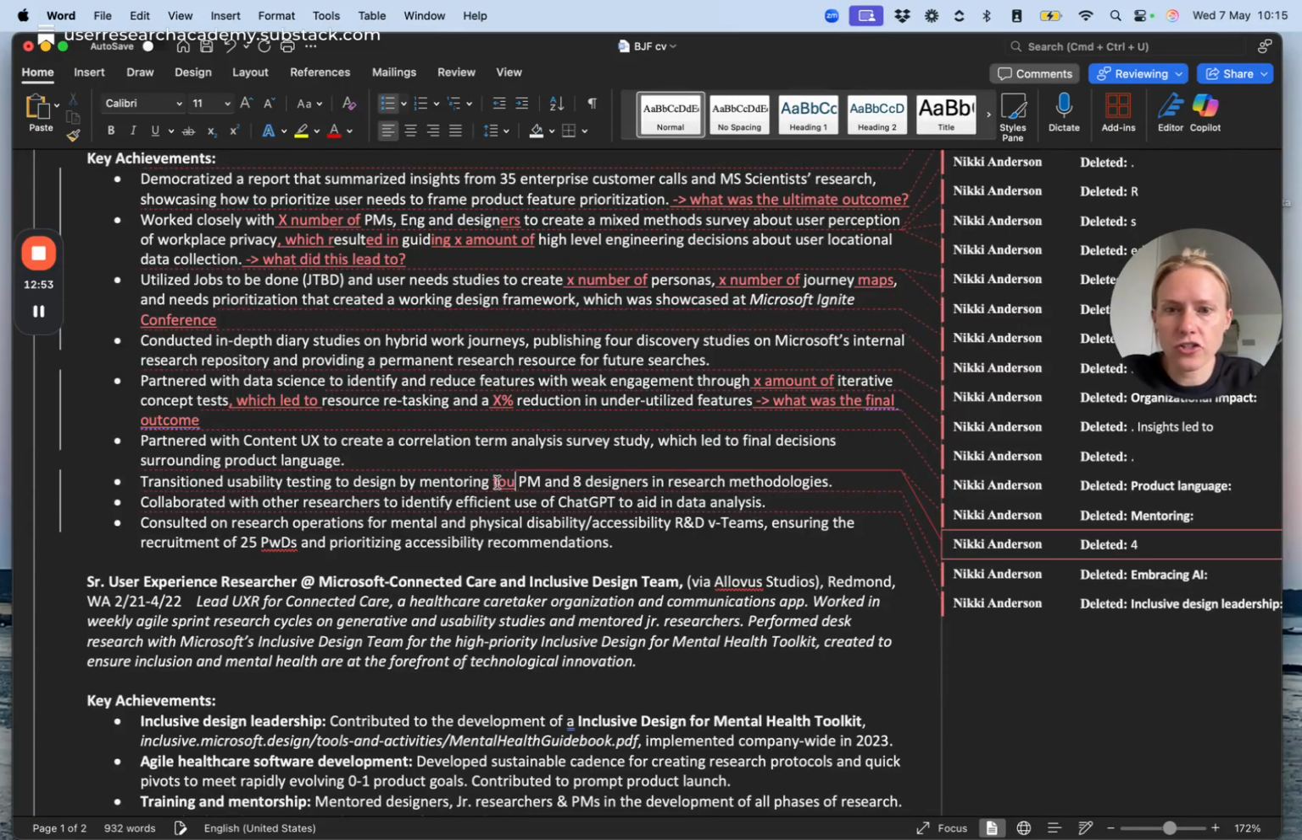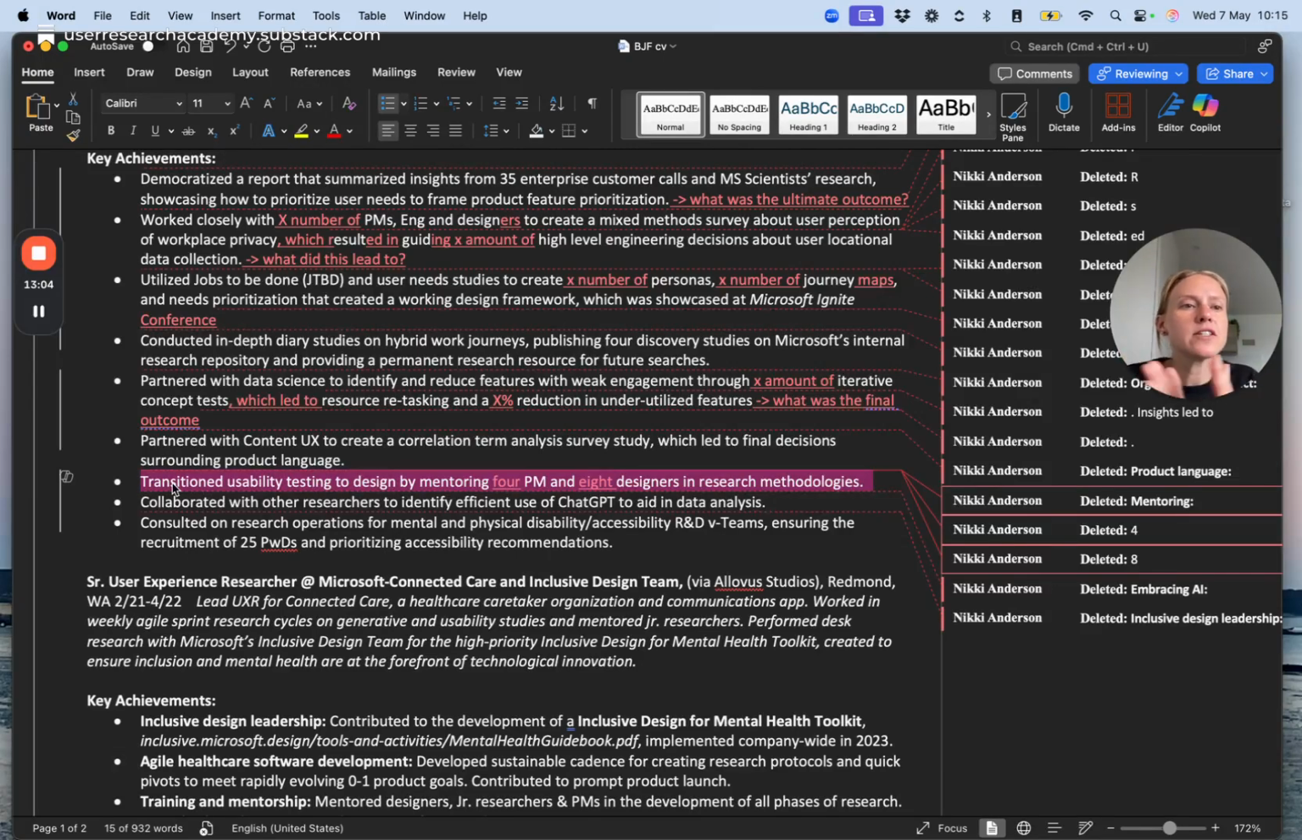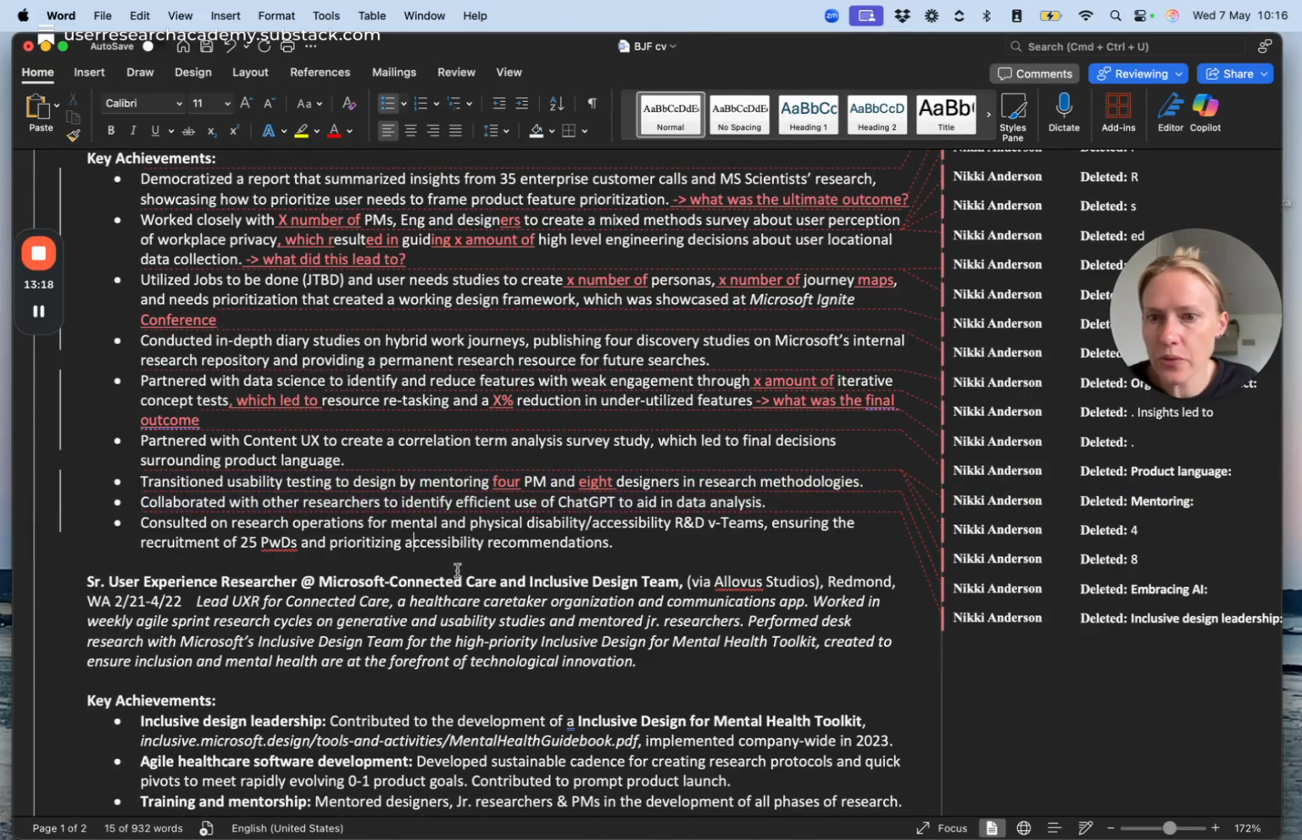Yeah, anything under 10, write out. But again, who cares? What was the point of this? What was the outcome? What did this lead to? Were the researchers able to focus on more strategic research, which then led to what? What did this lead to? Again, what did this lead to?